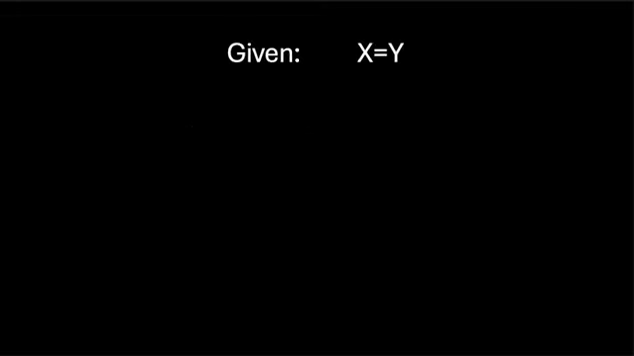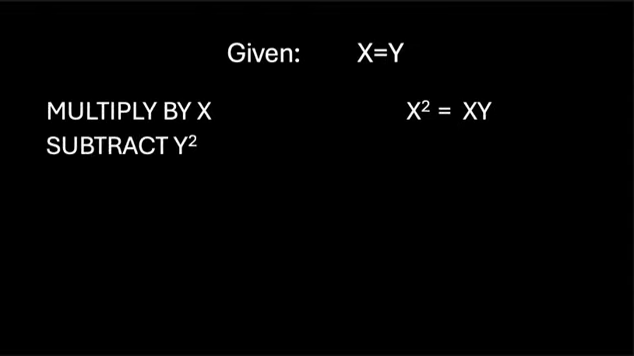Now, just by way of reminder for what we did, we started with the given of x equals y, and we just went ahead and used the laws of algebra, and we manipulated both sides of the equation, making sure that we did the same thing on both sides of the equation to keep it equal. So we began by multiplying both sides by x. We subtracted both sides by y squared.